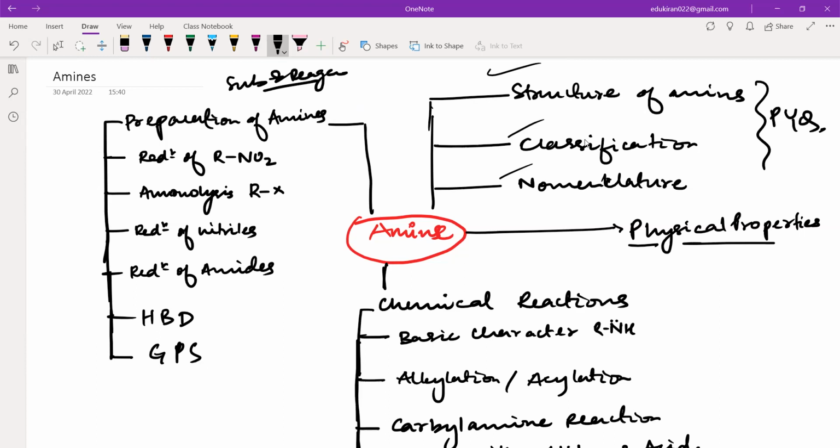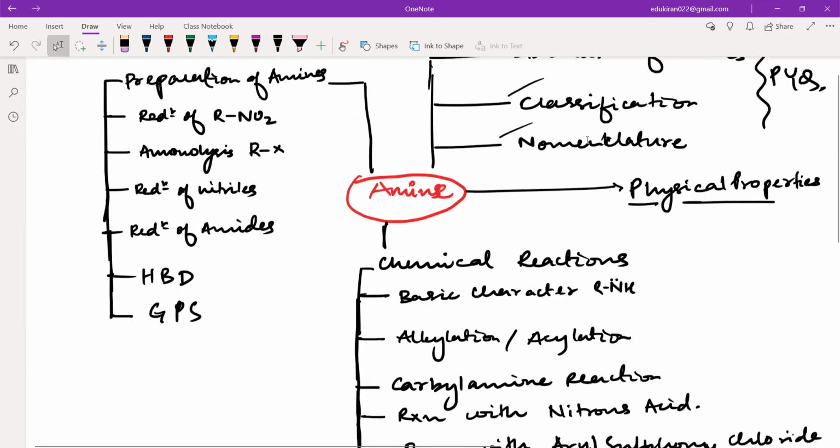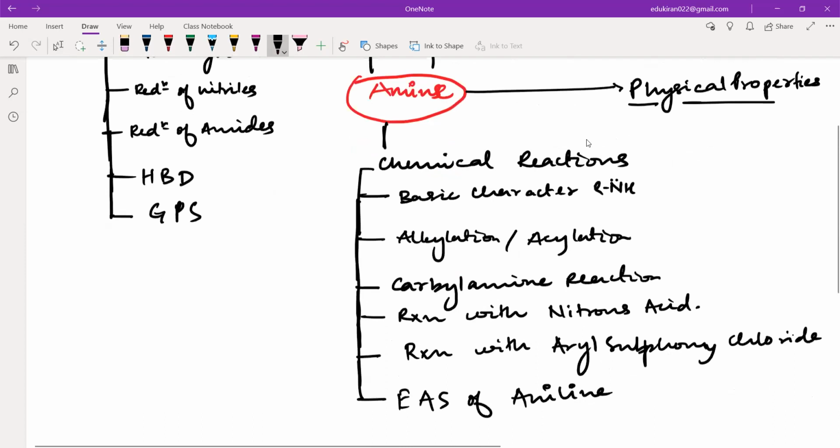What is the product here? The product will always be amine because we are preparing amines. So no brainer. You have to just remember two things: substrate and reagent. The product will always be amine. Now, when you have to remember the chemical reactions, what do you have to remember? You have to remember the reagent and product.